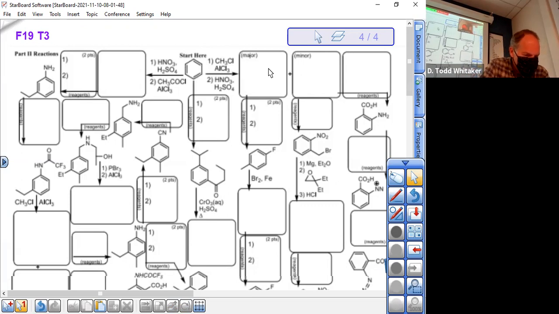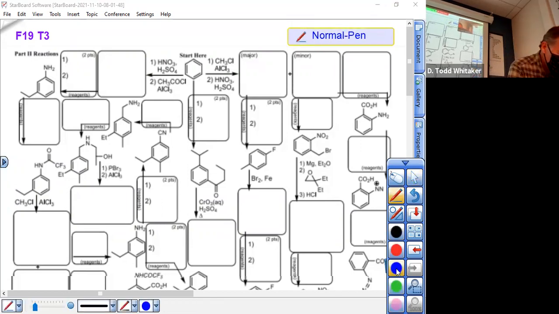Oh my goodness. So you've got to remember your ortho, meta, para directing abilities of nitro, because you're putting a nitro on in step 1 here. Nitro is a meta director. Your second group, which will be a ketone, goes meta.